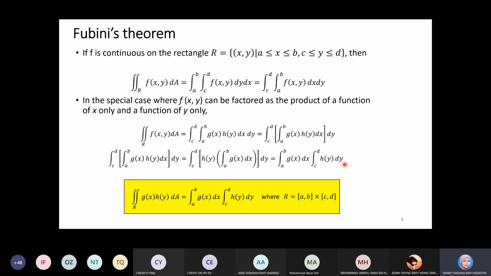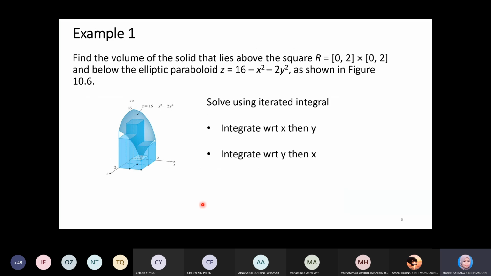So this is only if you can factor out the function f(x,y) into the product of g of x only and h of y only. Okay, so in short, Fubini's theorem mentioned that if you have this kind of function where there are two separate functions with single variables inside, you can separate it in advance before you even do the integration. Just be careful with the intervals given.